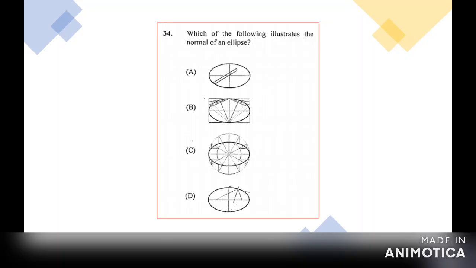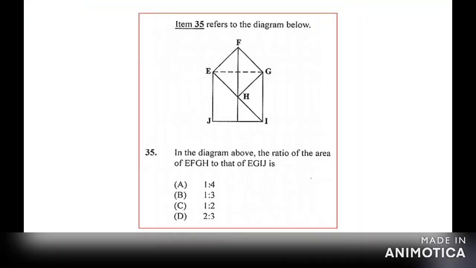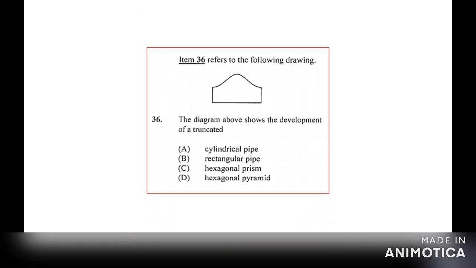Number, where are we at now? Number 35, in the diagram above, the ratio of the area EFGH to that of EGIJ would be 35, would be 1 to 2. Okay, so it would be 1 to 2. So EFGH would take up EGIJ twice.